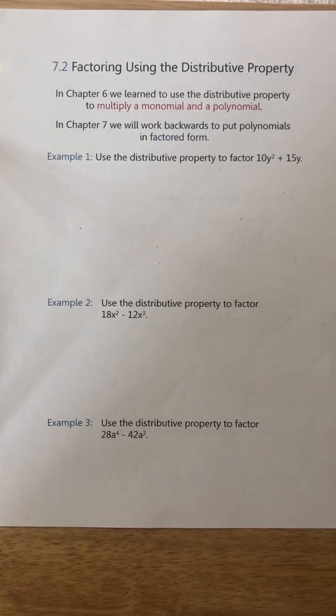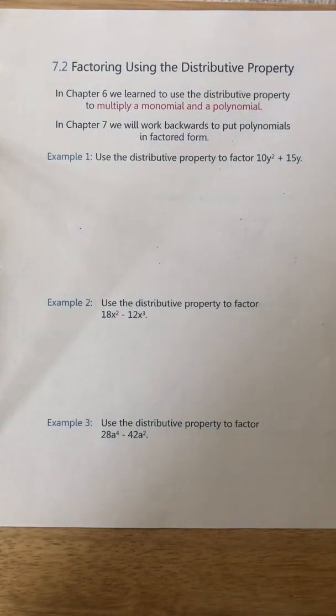So if you think back to chapter 6, where we were practicing using the distributive property, we would take whatever monomial was on the outside of the parentheses and distribute it, multiplying it times each term that was inside of the parentheses. In chapter 7, we are going to do the opposite. We are working backwards. So we're going to look for what terms have in common, and we're going to take it out using division. So instead of multiplying something into parentheses, we're going to divide something out.